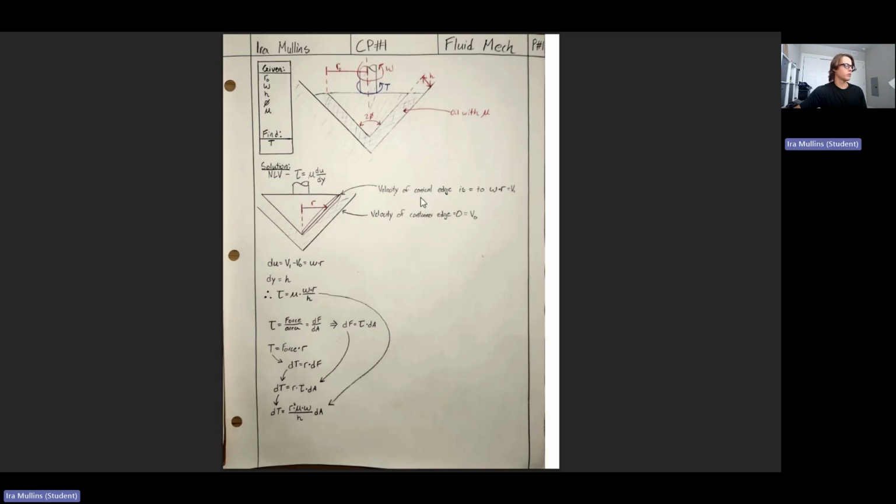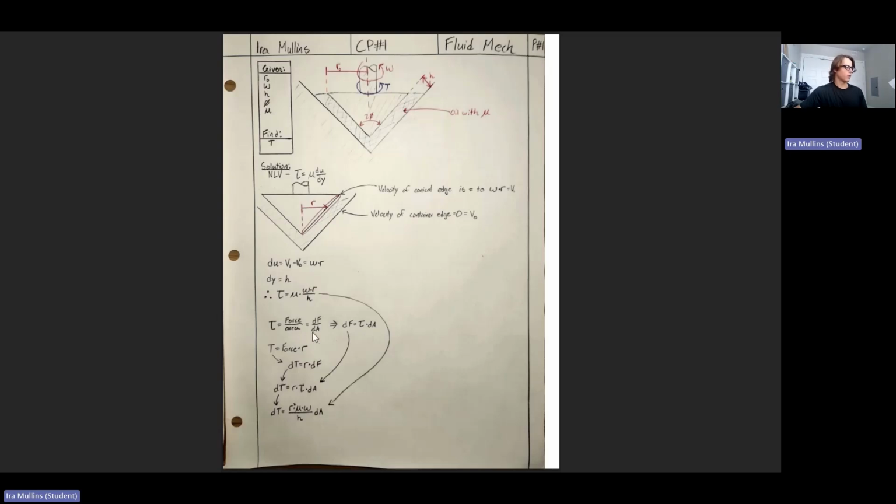And so with that assumption, you can find an equation for the velocity at any point of the rotating surface, which is the angular velocity times the radius. And then this stationary surface is obviously going to have a velocity of 0. So du equals angular velocity times radius. Dy is simply h because that's the gap right there. So plug that all in, you get an equation for shear stress.